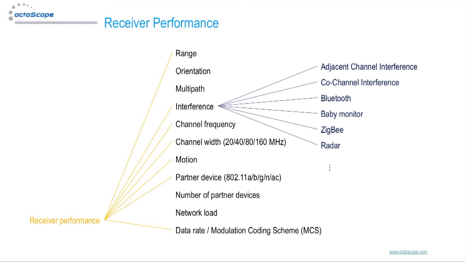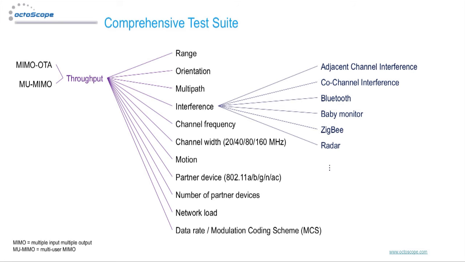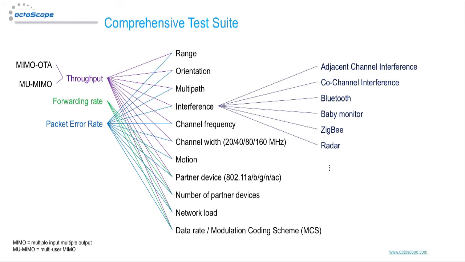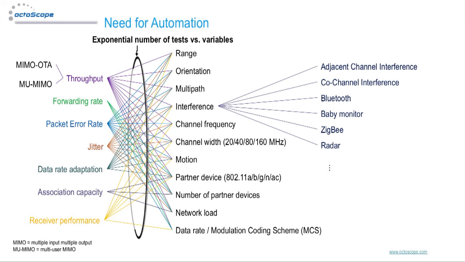this important metric. To put it all together, test engineers face a significant challenge in performing many important tests, including throughput, forwarding rate, packet error rate, jitter, data rate adaptation, association capacity, and receiver performance. The large number of tests required depends on a similarly large number of variables, calling for sophisticated test automation.